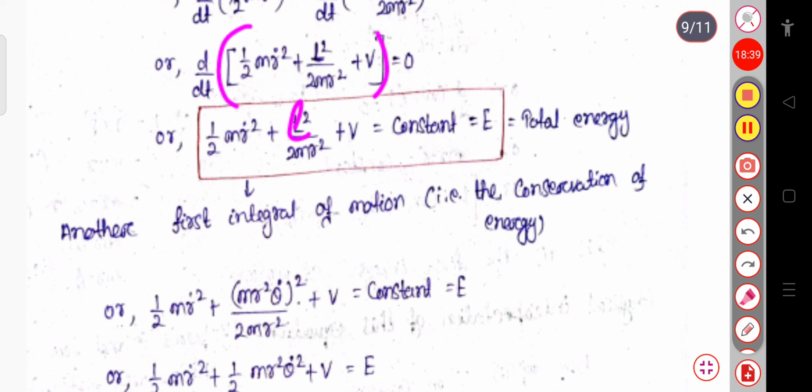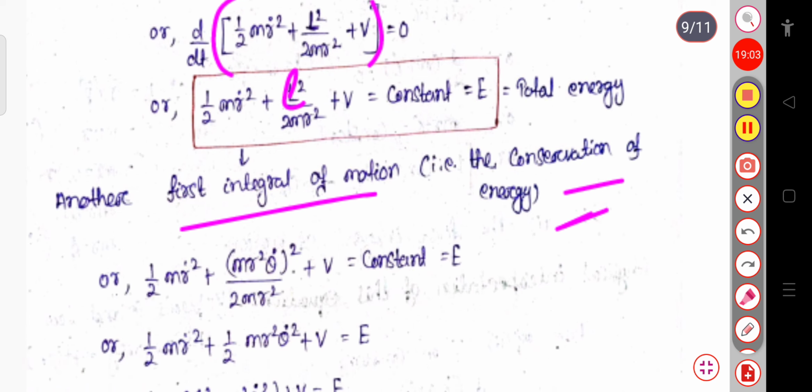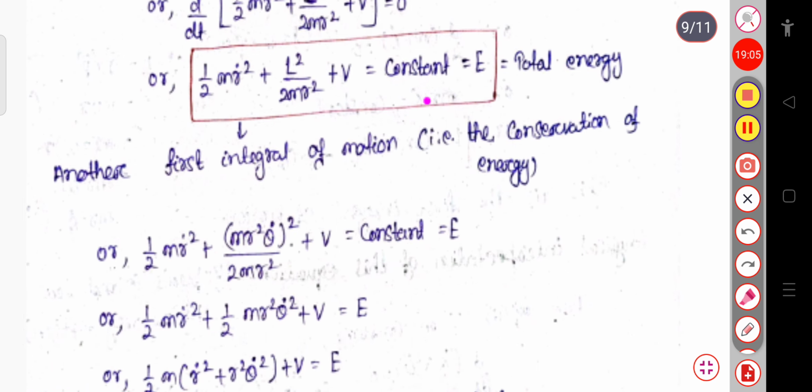And this is another first integral of motion, and it leads to the conservation of energy. That is, from the central force motion we have concluded there are two integrals of motion, the first integrals of motion we may say. One leads to the conservation of angular momentum and another one is the conservation of the energy.